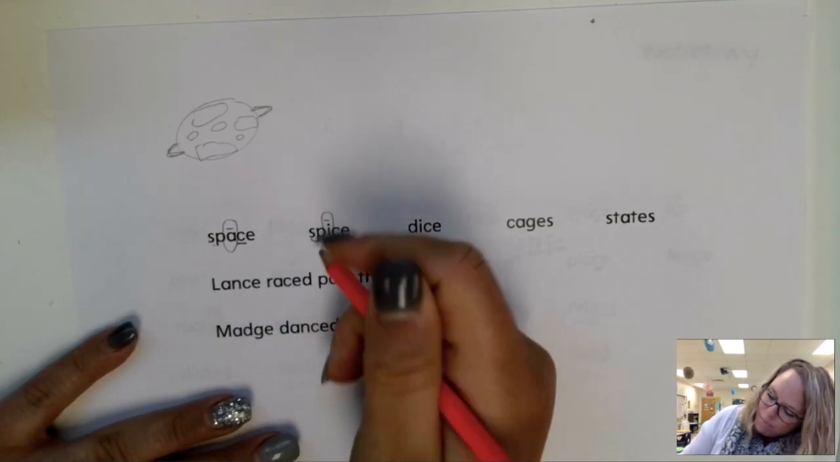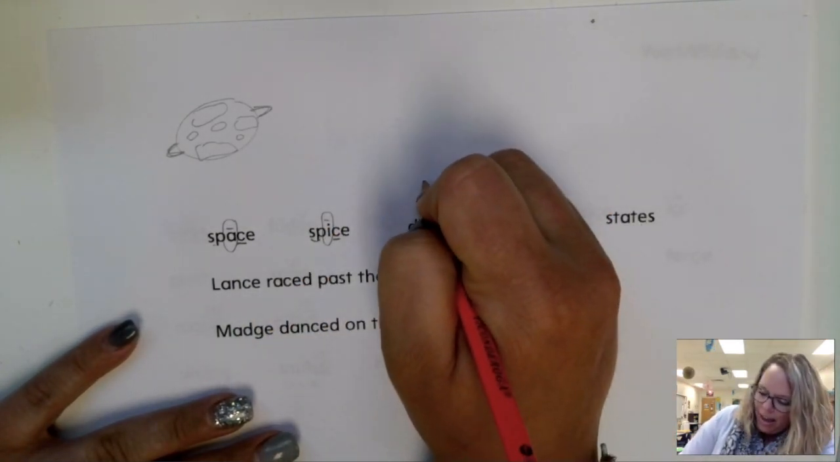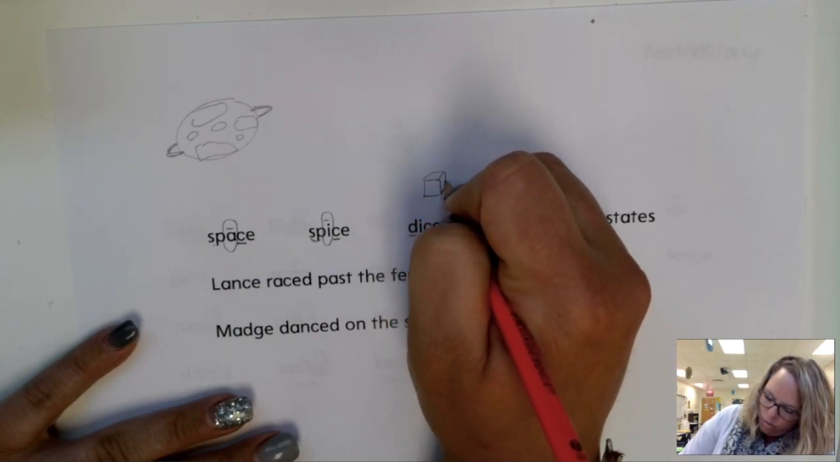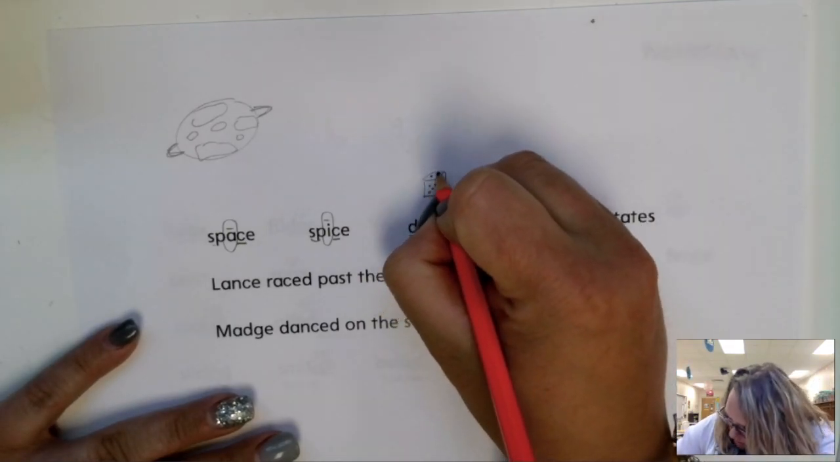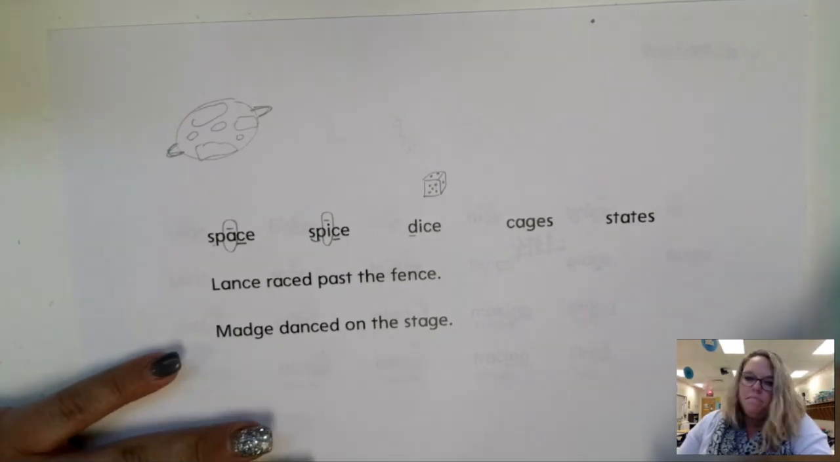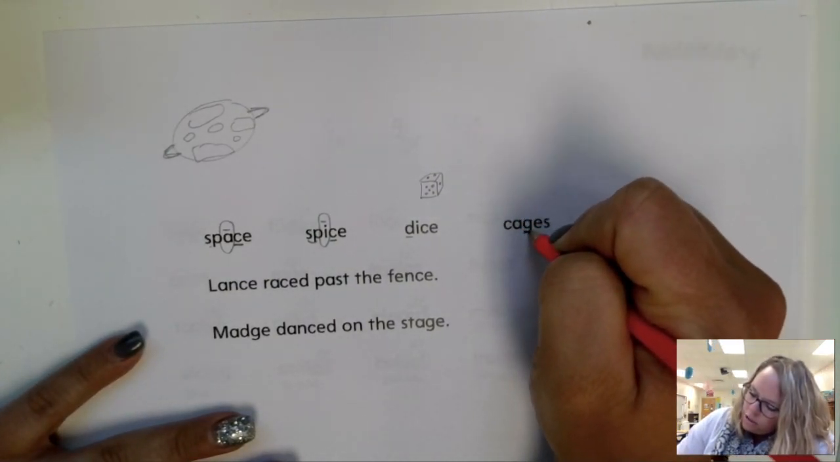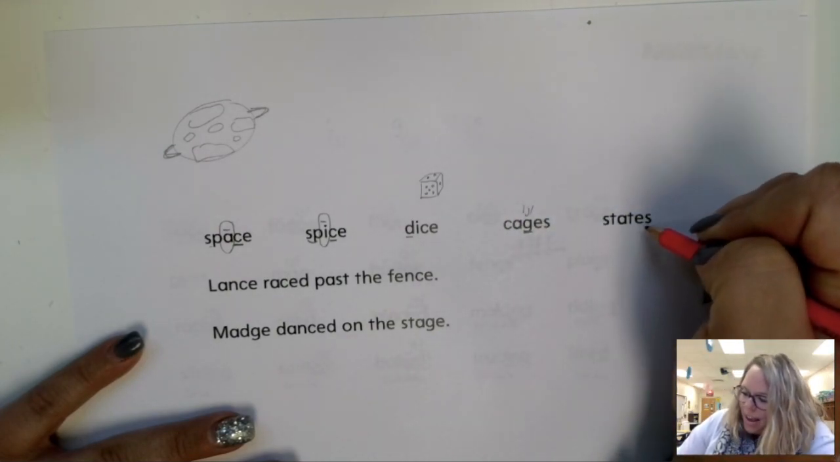Now we're going to go from spice, we're going to get rid of the SP and change it to a D, and now we have ice, dice. Dice is what you roll when you're playing Yahtzee, right? Cages. Oh, that G has that J sound. Cages. And then we have states.